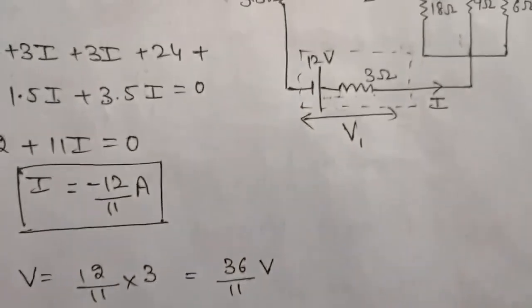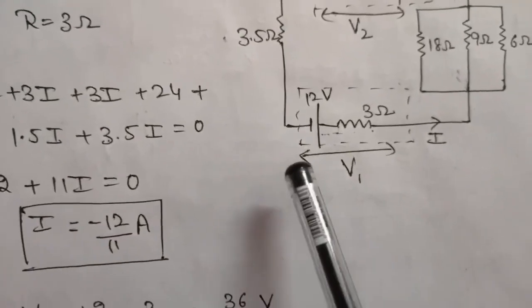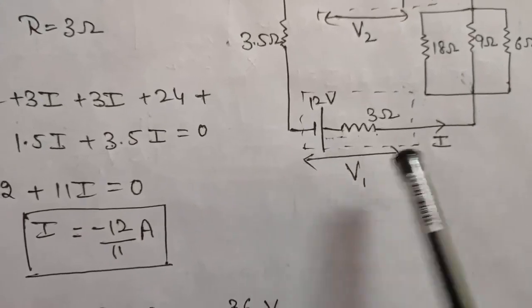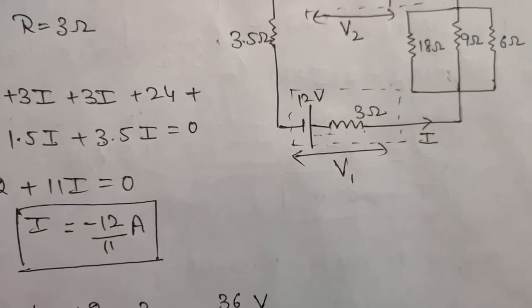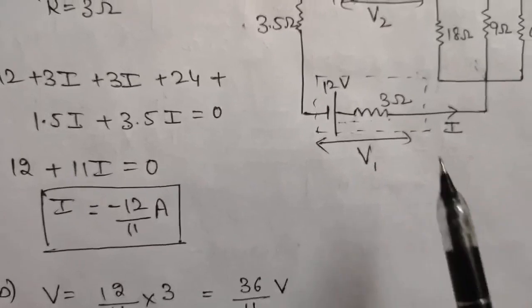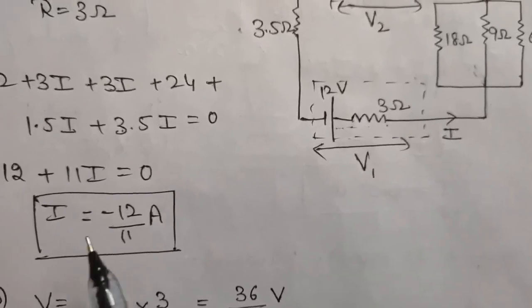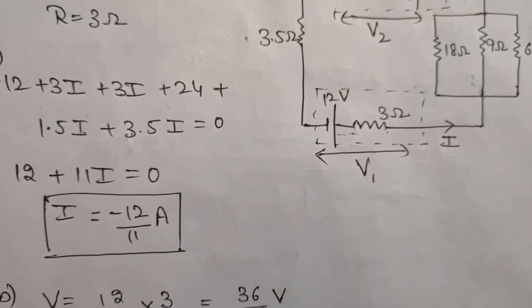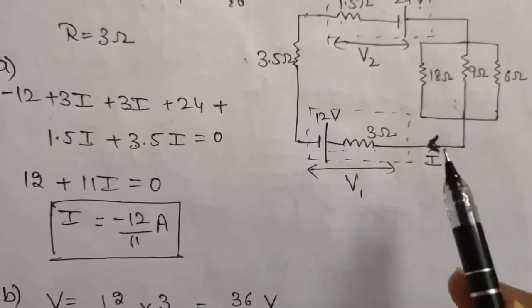Okay, so now look here. Let us suppose the potential across this battery is V1. Now we have supposed the current to be in this direction, but it came out negative. That means current is flowing from right to left. So this is the direction of current.